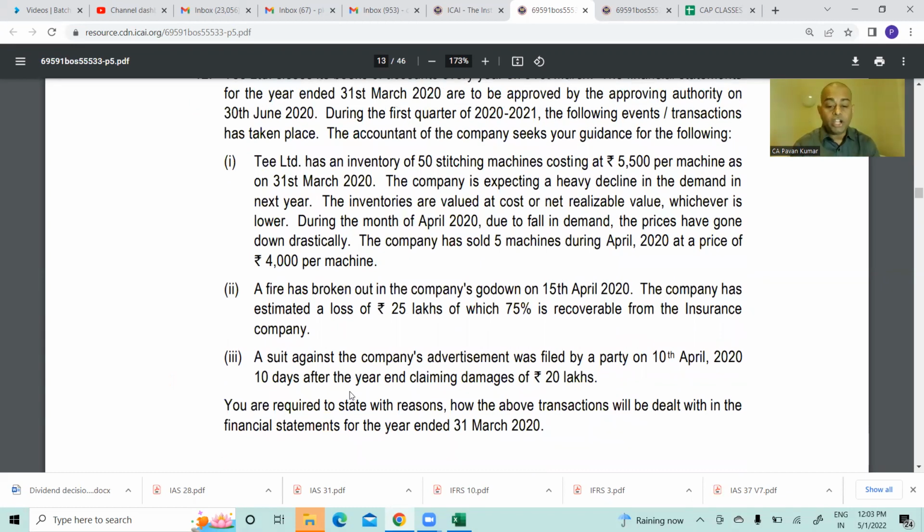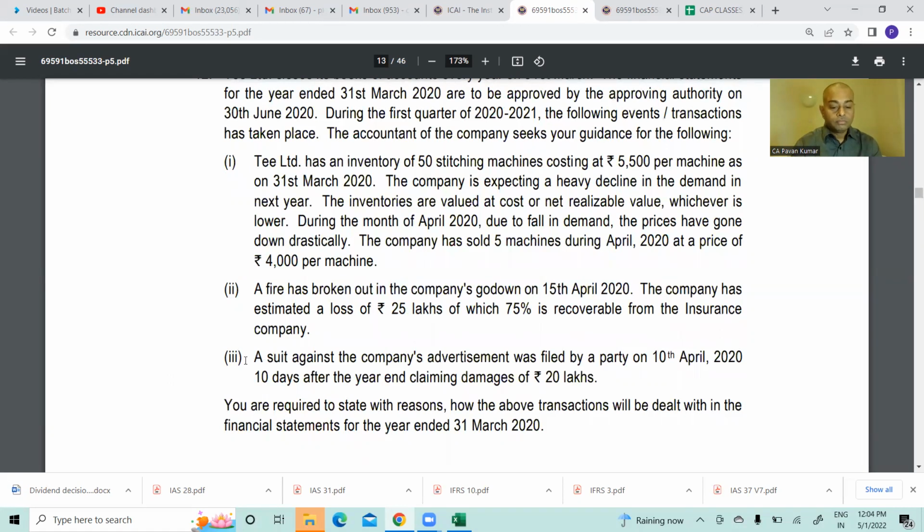Third point. Read third point, ma. Sir. Tell me, Sandeep. Sir, but when it is a non-adjusting event, there is no adjustment required in the current year, right? On 31st balance sheet, not required. Okay. On 31st, not required. Even on 15th, whatever you are writing, you need to write 25 lakhs loss with 18.75 receivable. You will not go back to 31st March. Correct. Whatever you said is absolutely right.